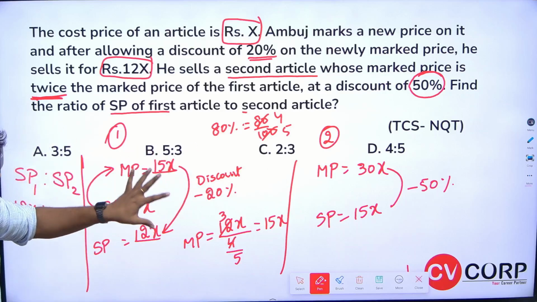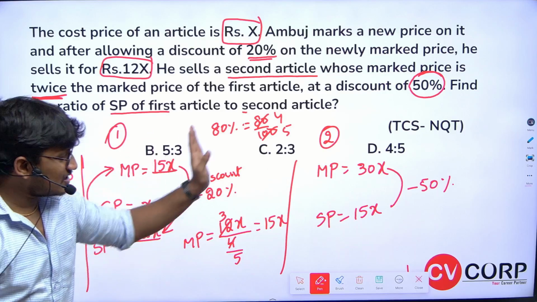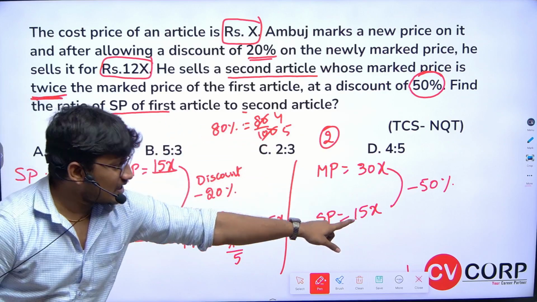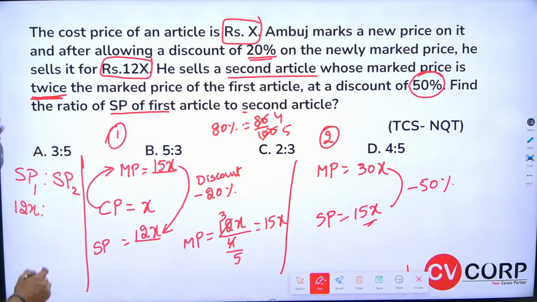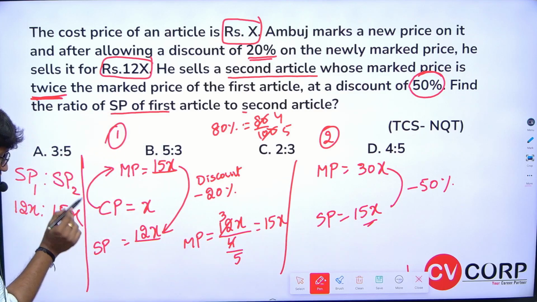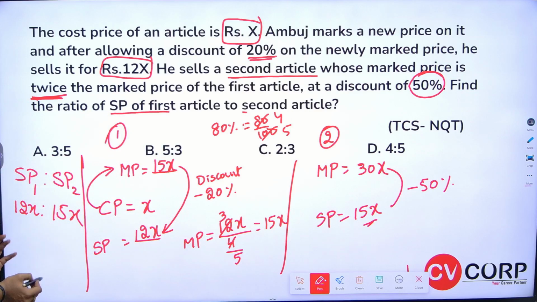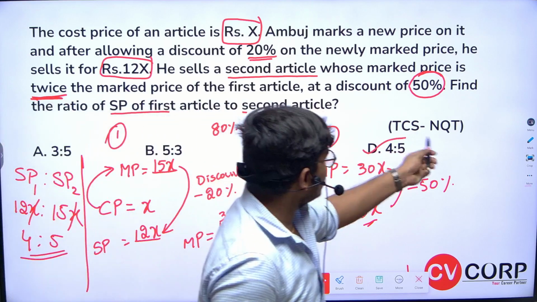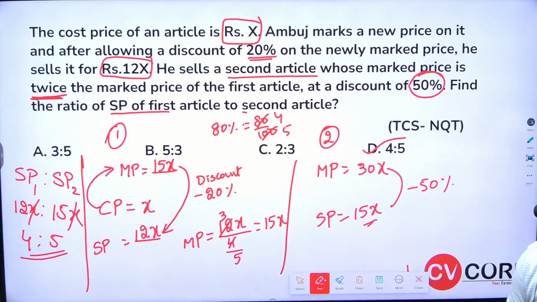If you know how to write the first article's condition, it is very simple to understand the second article, because it is only twice that. So the selling price of the second article is 15x. What will be the ratio of 12x to 15x? X will get cancelled. 3 4s are 12, 3 5s are 15. So you get the value: it is 4 is to 5. I hope you all are clear with this.